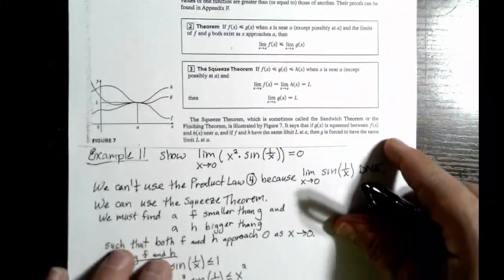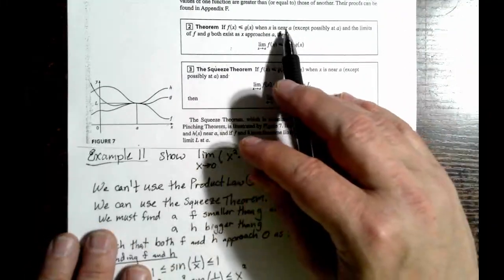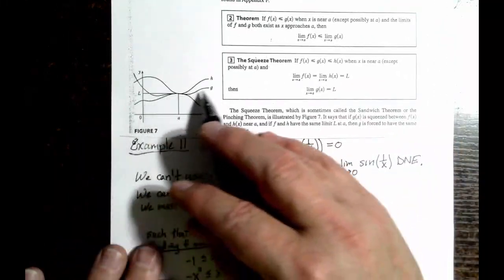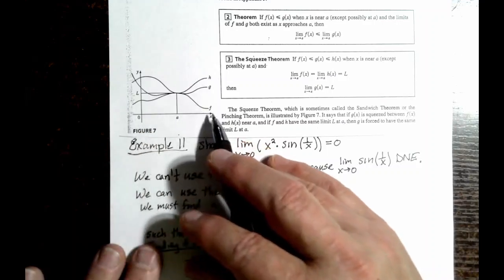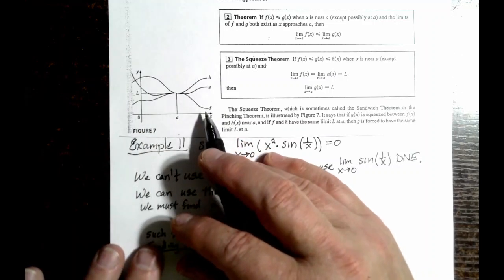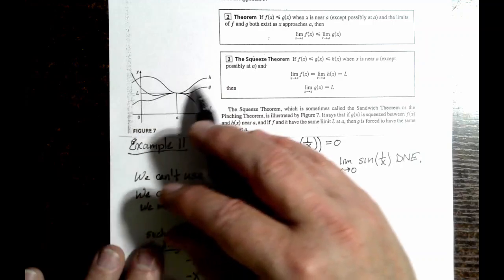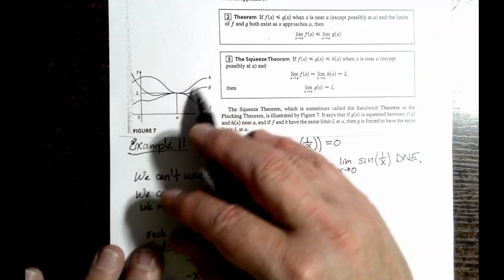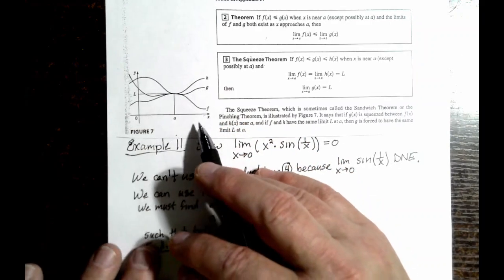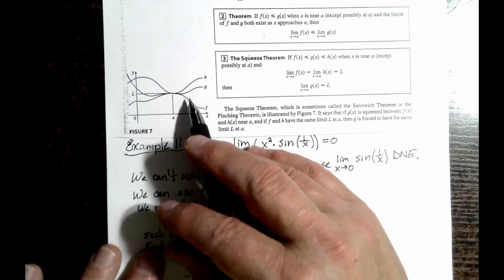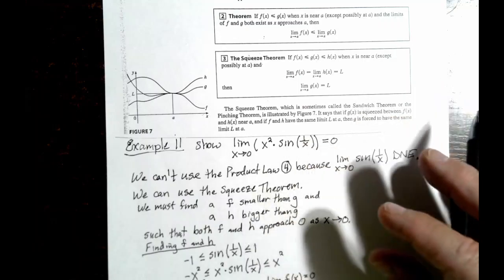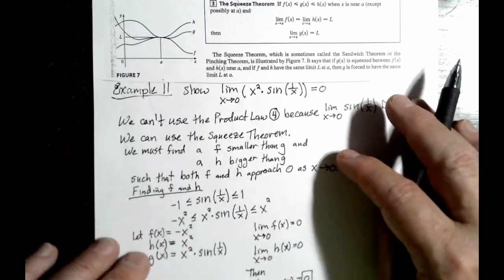Now the final idea that is talked about in this section is the squeeze theorem. The squeeze theorem says if you have some function g and you can't figure out what the limit is, you can find another function f that is always less than or equal to g, and find another function h that is always greater than or equal to g, then if you take the limit of each of those and you get the same answer, then g also has to have that same answer.